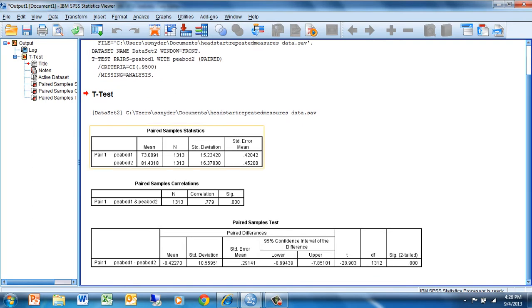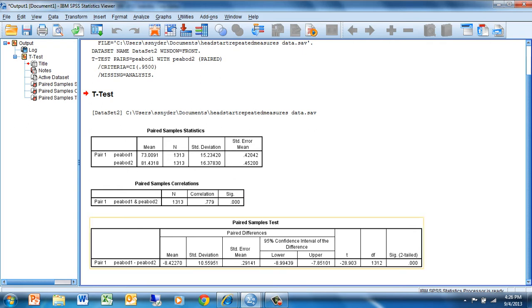What we see here is that the mean Peabody Picture Vocabulary score in first grade was a 73, and in second grade it rose up to an 81. This is done on the same number of kids, in this case 1,313 kids. The correlation between these scores for these two grades was 0.779, so it's a very high positive correlation. We would reject the null hypothesis of no correlation, or zero correlation, between these two scores, since that value right there is less than 0.05 or 0.01 or even 0.001.